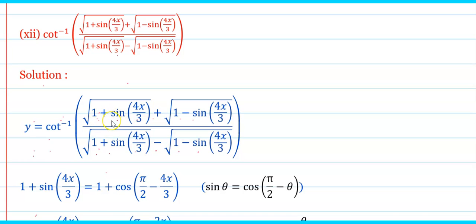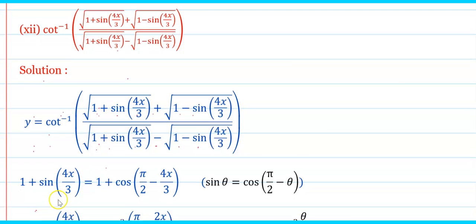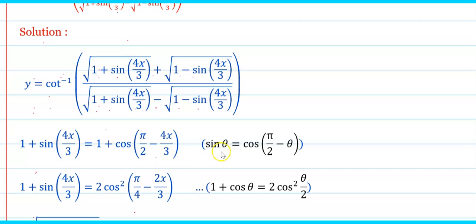Now see this first term, 1 plus sin of 4x upon 3. This sin is converted into the cos by using the formula sin theta is equal to cos of pi by 2 minus theta. Similarly here, 1 plus cos of pi by 2 minus 4x upon 3. We have converted sin in terms of the cos.